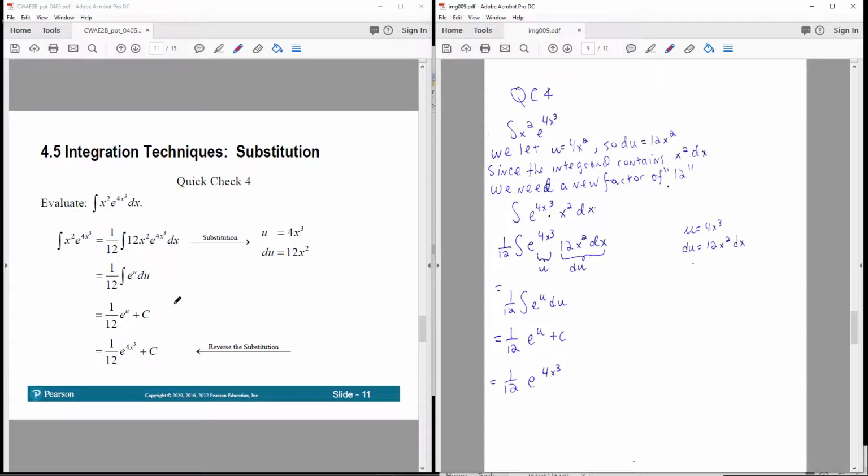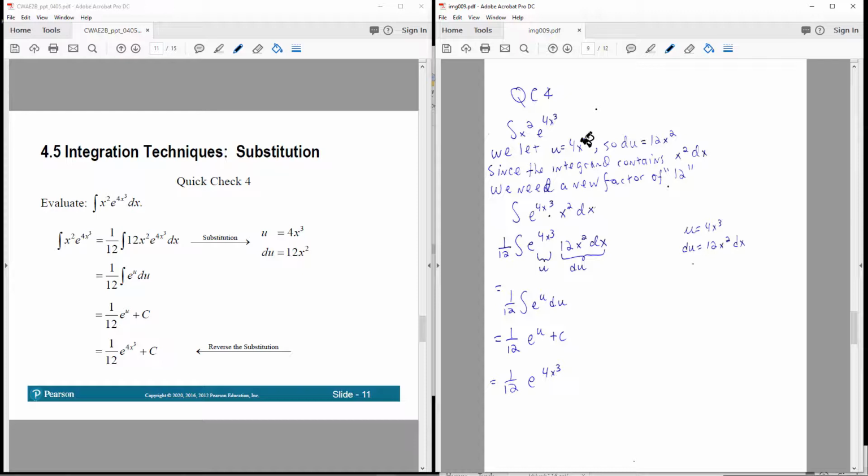Here's another one here. In this case, I'm letting my u be 4x cubed. So I would expect to find a du of 4x to the third. I mean, that should be a 3. That should be a 3.